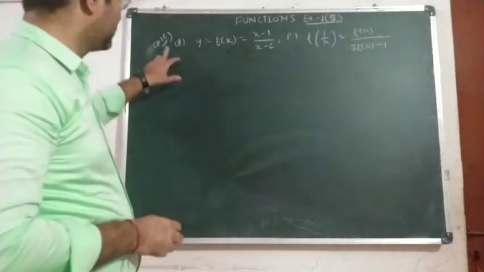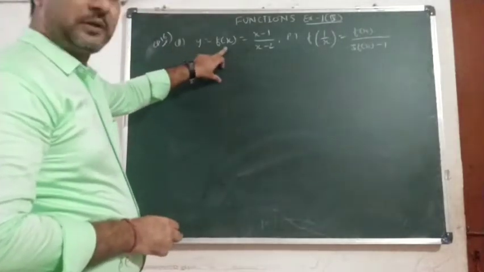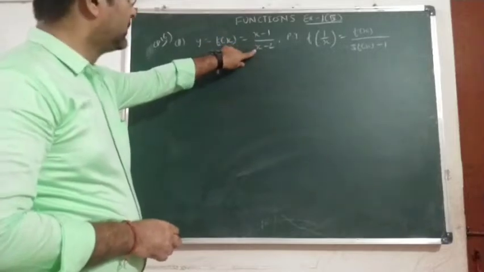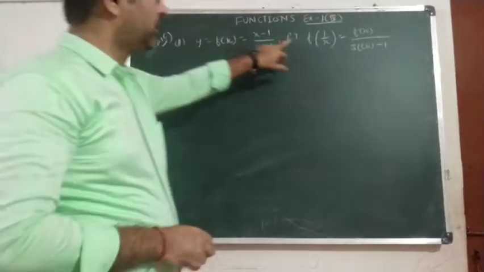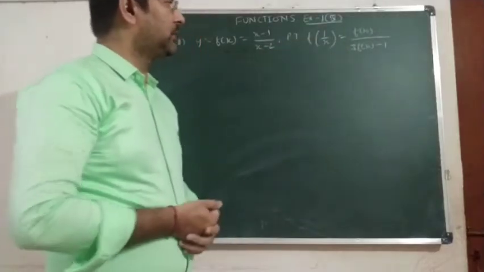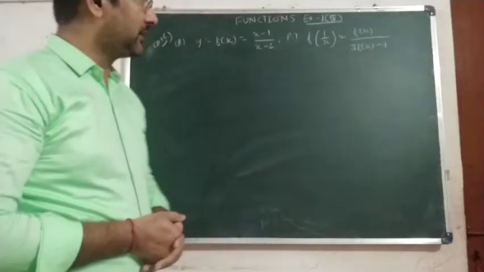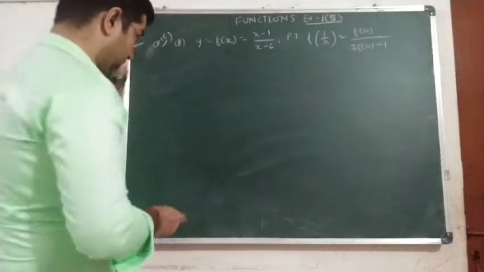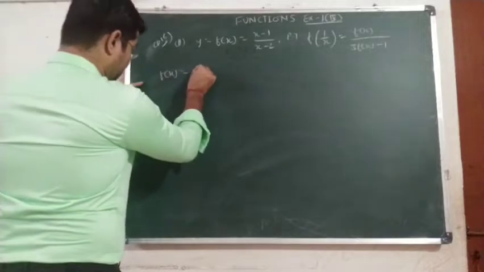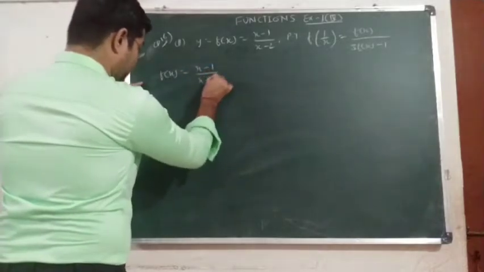Now y is equal to f of x is equal to x minus 1 upon x minus 2. Function f of x is given. We have to prove that f of 1 upon x is equal to f of x upon 3 into f of x minus 1. We have to show that. So f of x formula is given, that is x minus 1 upon x minus 2.